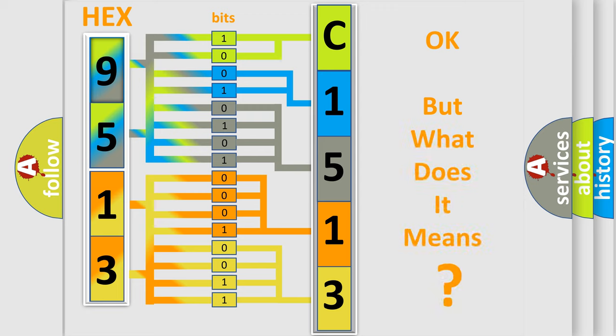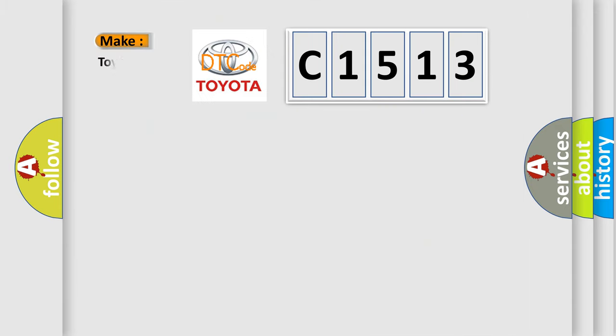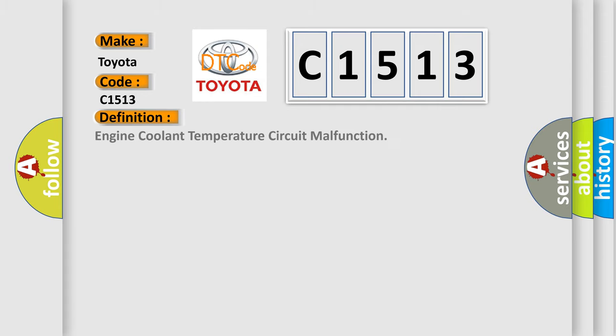The number itself does not make sense to us if we cannot assign information to what it actually expresses. So, what does the Diagnostic Trouble Code C1513 interpret specifically for Toyota car manufacturers? The basic definition is engine coolant temperature circuit malfunction.